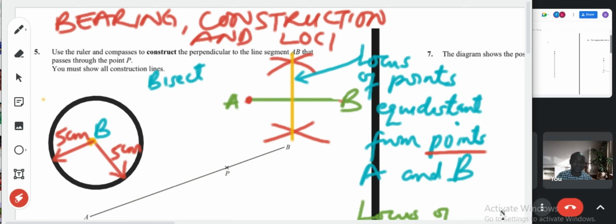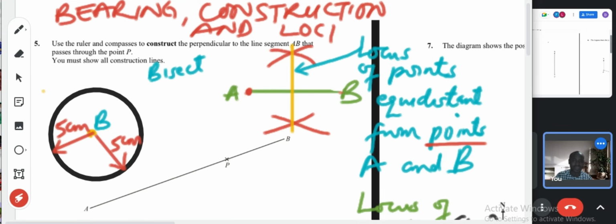First of all, it says locus of point equidistant from two given points, A and B. What's the first thing you need to do? Draw a straight line joining A to B. After you've joined the straight line AB, you do the compass work to make the other line.